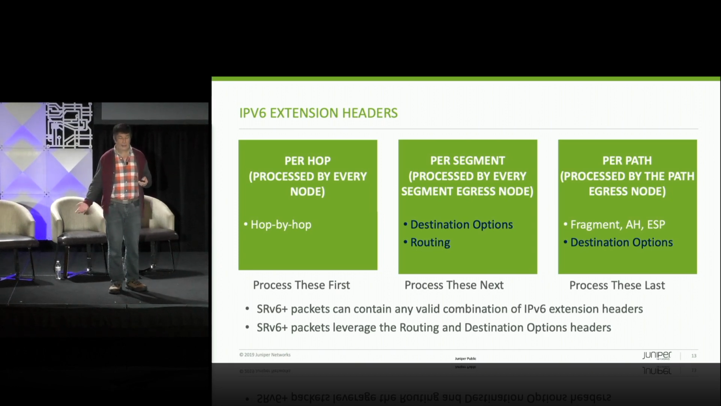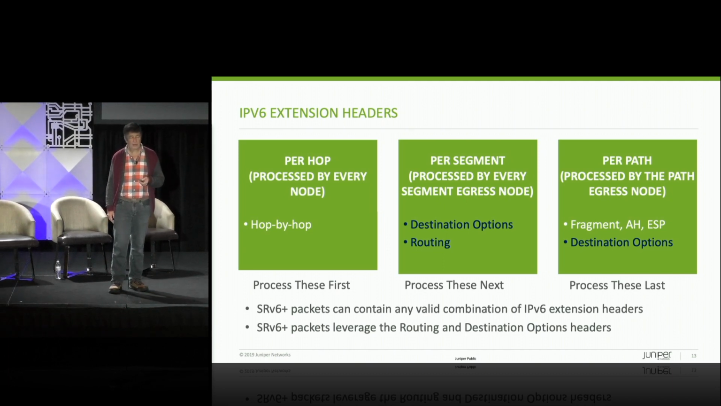IPv6 defines many extension headers, and they're processed in the order that they appear in a packet. They basically fall into 3 categories: per hop, per segment, and per path extension headers. Per hop extension headers are processed by every hop along the path. There's only one per hop extension header. It's called the hop by hop.